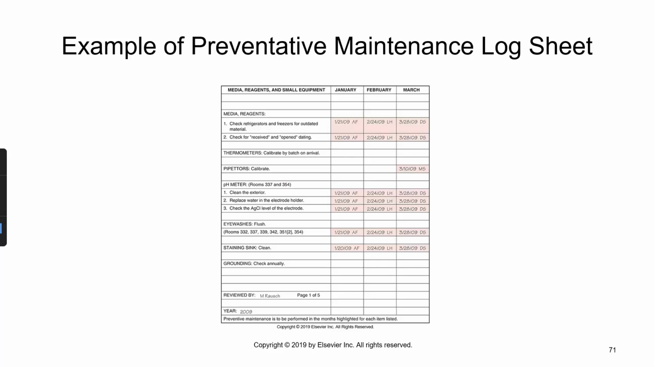And this is an example of a preventive maintenance log sheet. So, for example, check refrigerators and freezers for outdated material. In January, it was done on this date, February this date, March this date, and so forth.